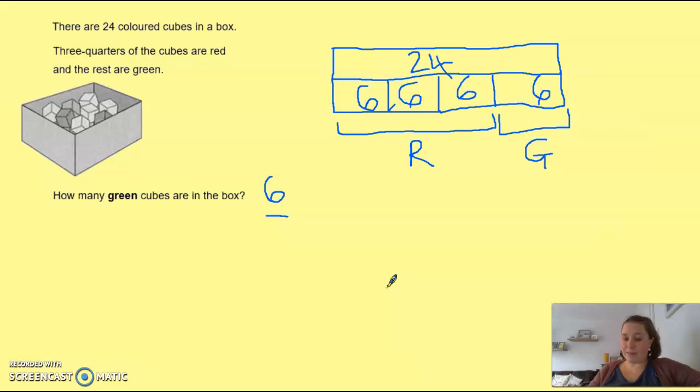Go and have a look at the different activities. As always, there's different levels of challenge, and as always, there's a challenge sheet to finish.